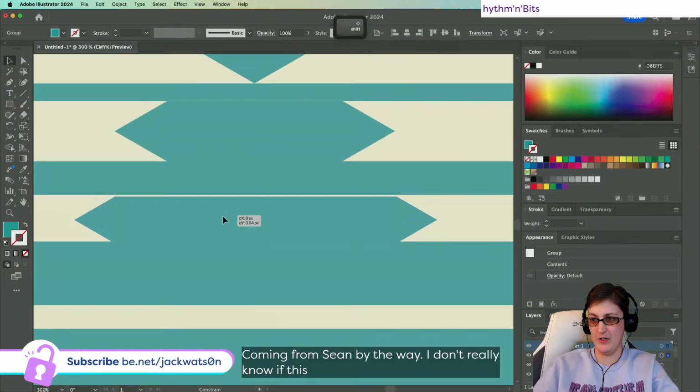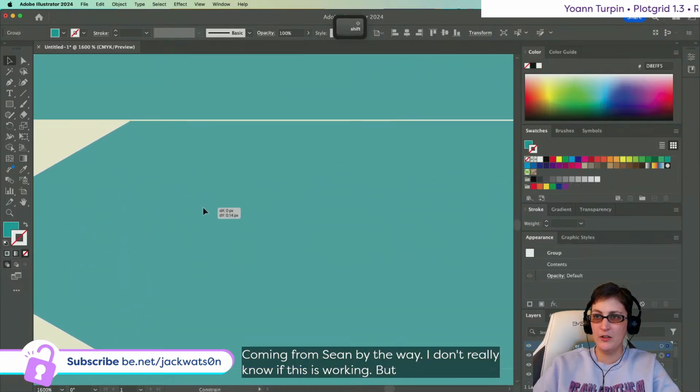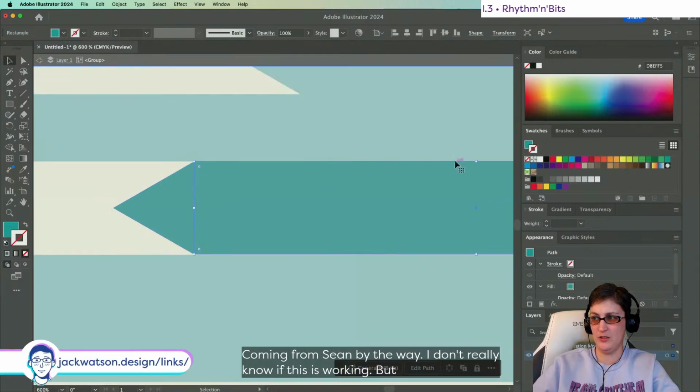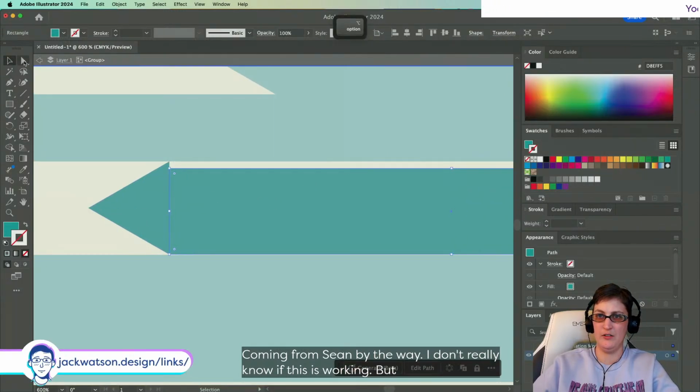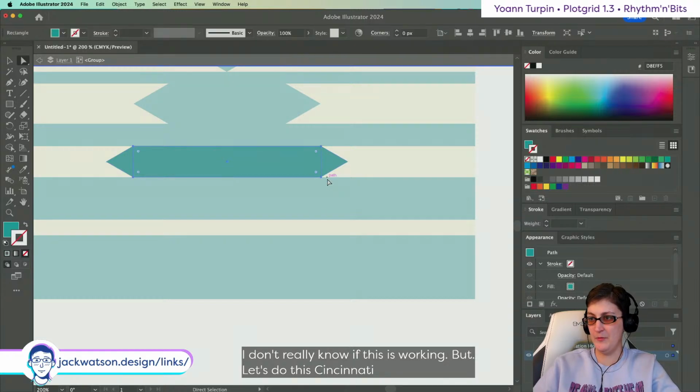I don't really know if this is working, but let's do this. Since I'm having so much trouble getting these to align the way I want it to.